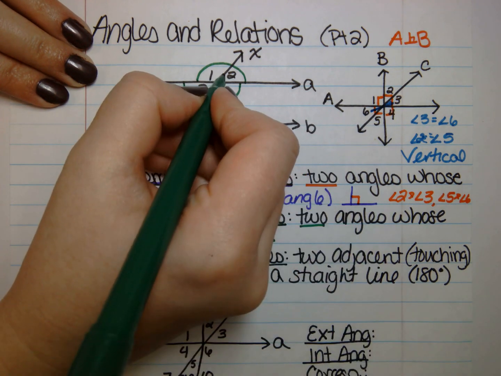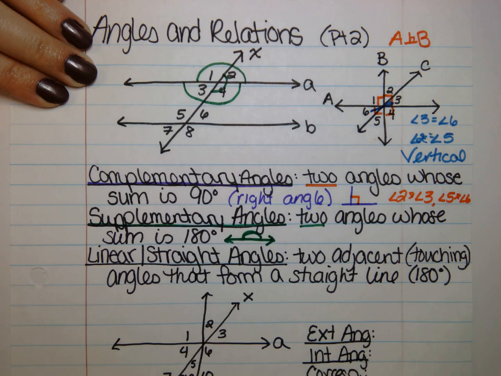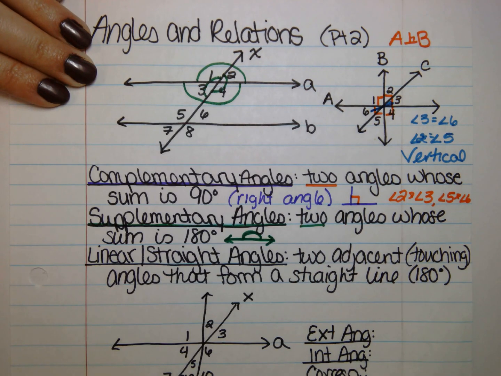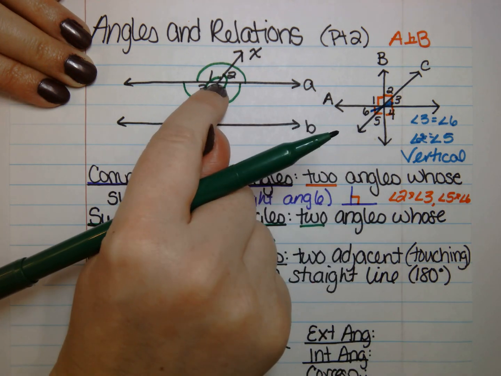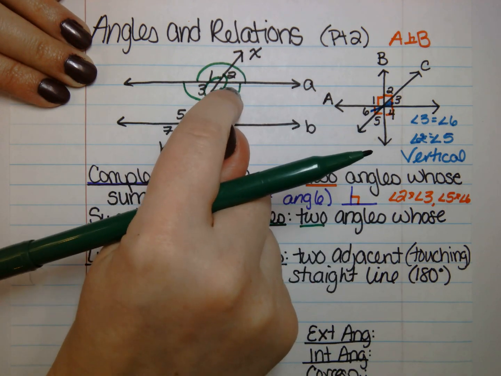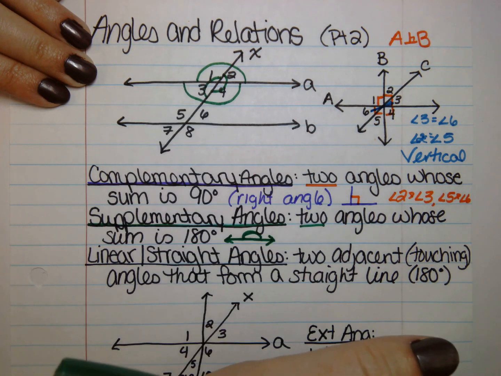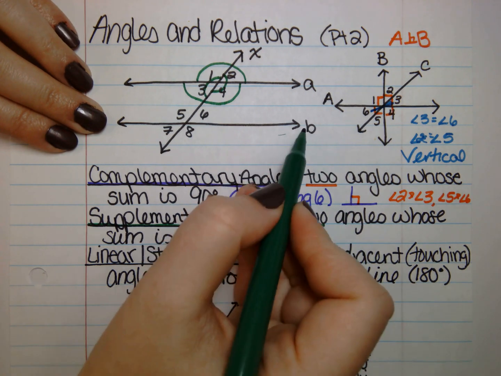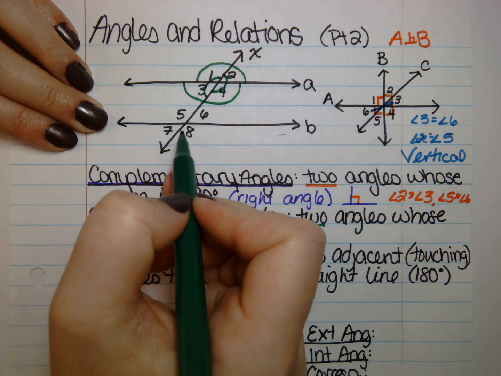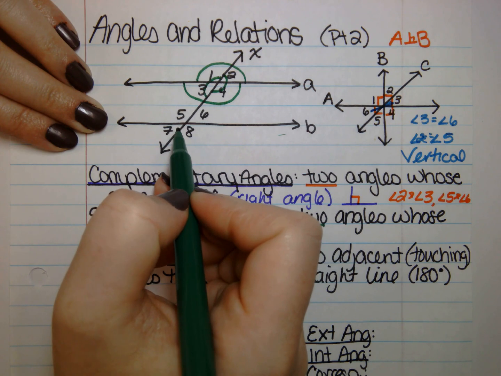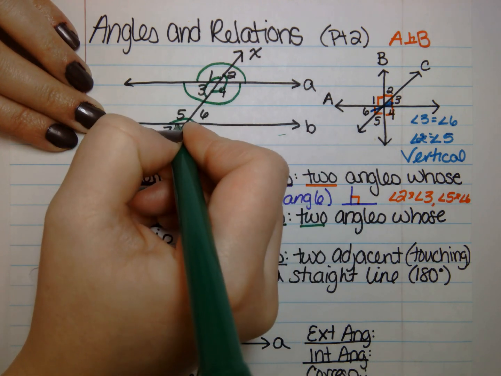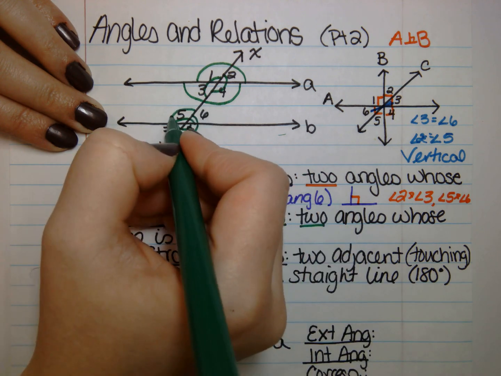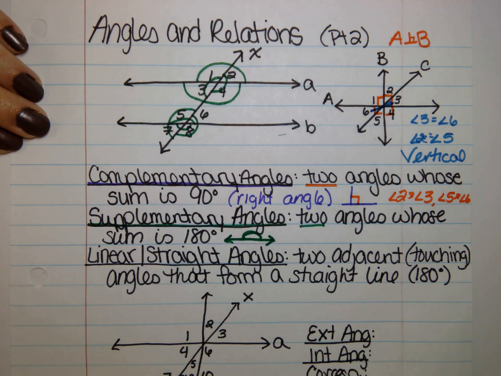I can also draw them between 2 and 4 and between 1 and 3. So at this intersection alone, I have 1, 2, 3, 4 sets of supplementary angles. If I look down at line B and my transversal of x, again you would have 4 sets. I would have 5 and 6, 7 and 8, 6 and 8, and 5 and 8.